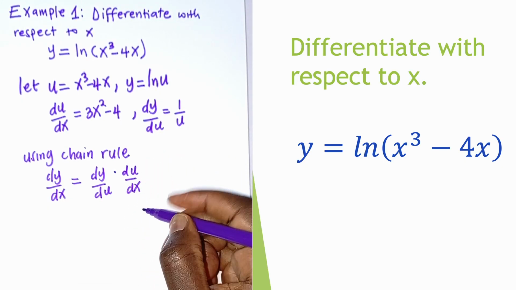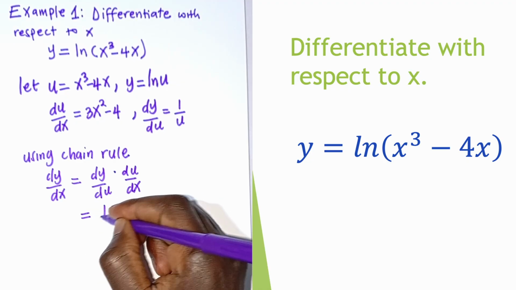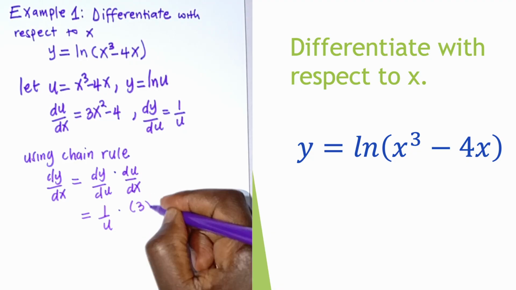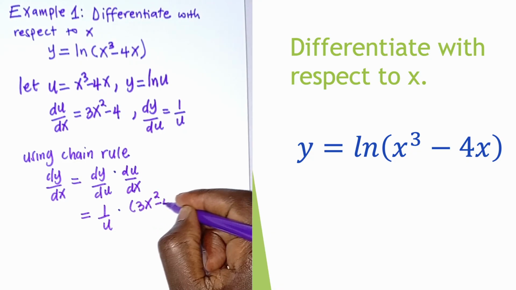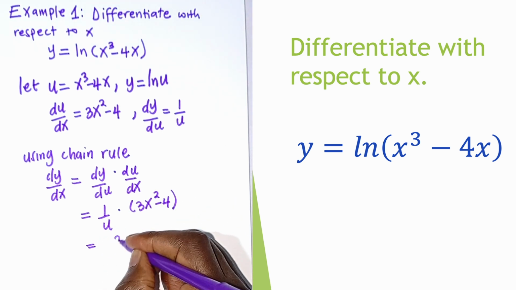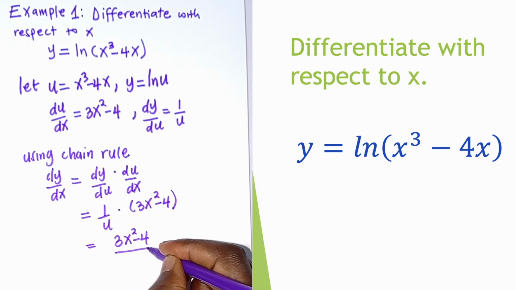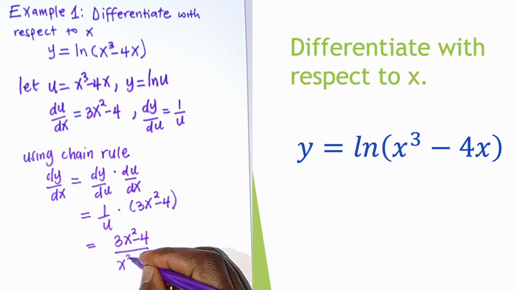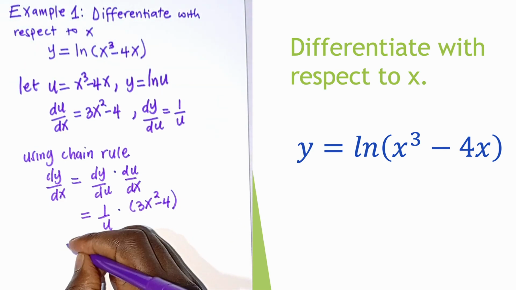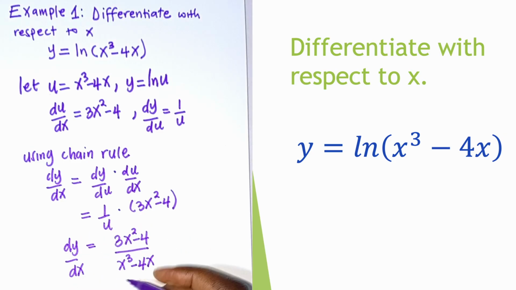Now we substitute in accordingly. So we have 1 out of u times 3x squared minus 4. Substituting back our u, it becomes 3x squared minus 4 out of x power 3 minus 4x. That is our dy by dx of y is equal to ln of x power 3 minus 4x.